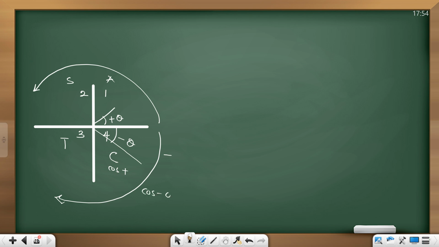students take coke. Do you notice cos is positive here? Hence, cos negative theta. Where am I? I'm in quadrant number 4, where cos is positive. But if I say sine negative theta, is sine positive or negative in the fourth quadrant? Negative. Same thing, tan negative theta. What is tan in the fourth quadrant? Negative. This is the reason.